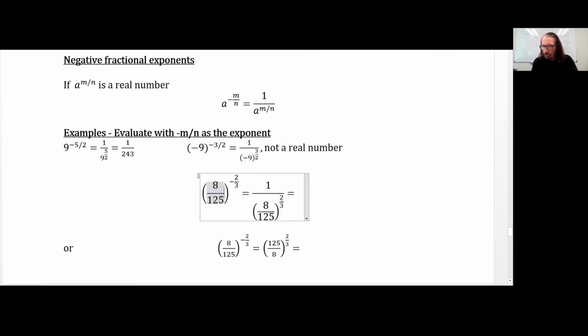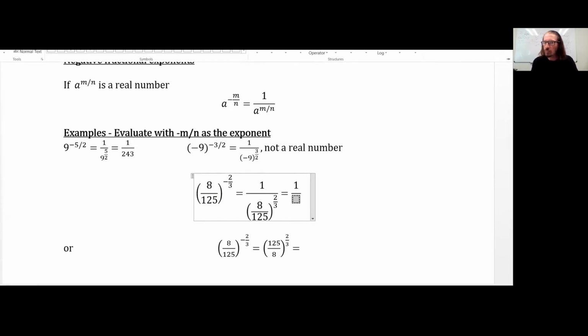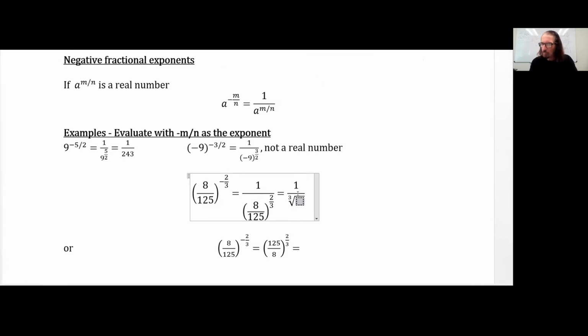Now on this one, we could blindly follow the previous stuff, and then this would be telling us to take the cube root of 8/125 and then square it. This is actually not going to be the nice way to answer the question, but here we go. So we would have the cube root of 8 over 125, cube roots. And then we're going to square that.